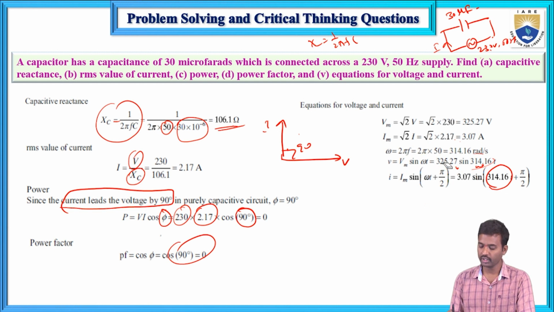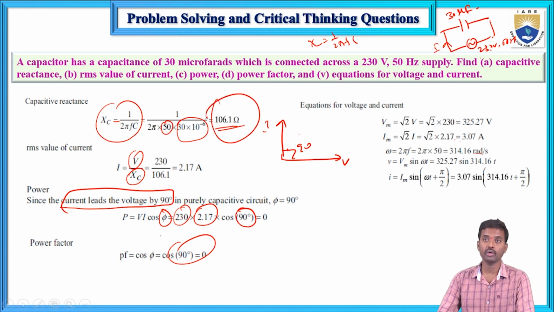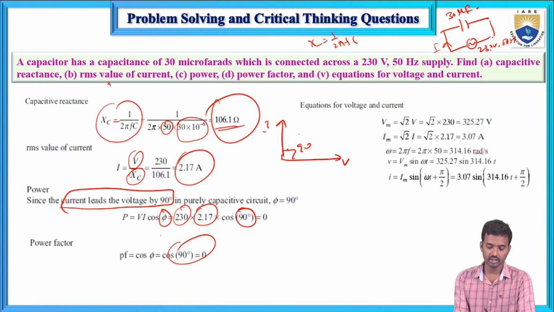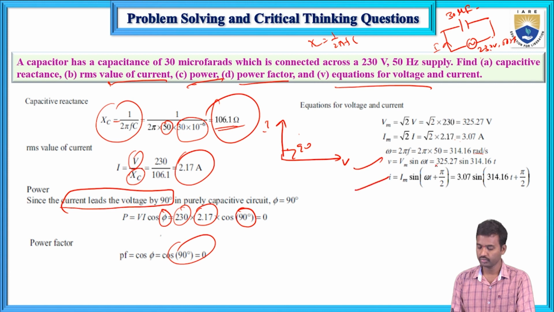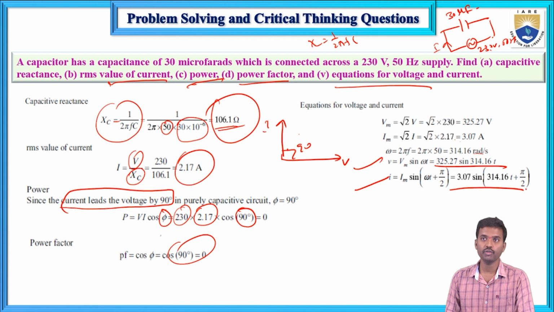So now here the final conclusions: the reactance is 106.1 and the current is this RMS value 2.17, and the power is completely zero, power factor is also zero. These two equations are these two. I hope all this average value is clear.